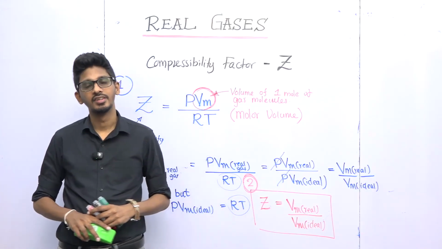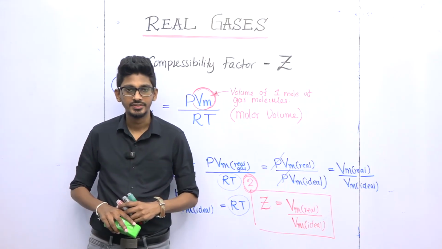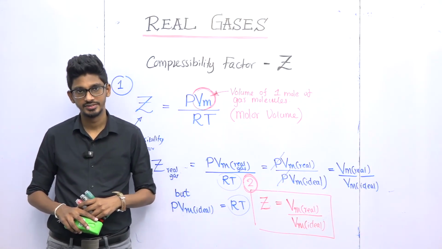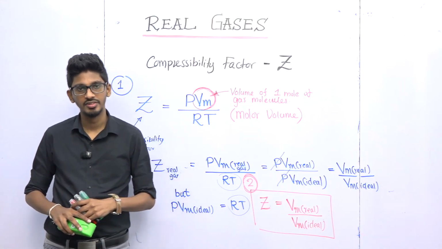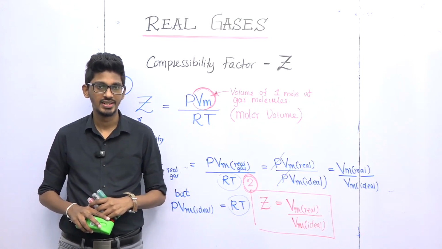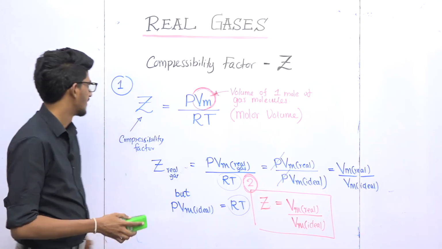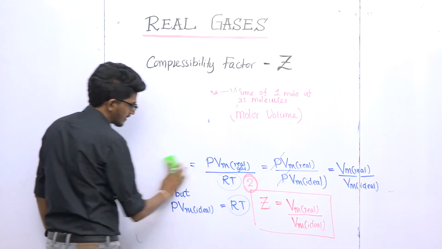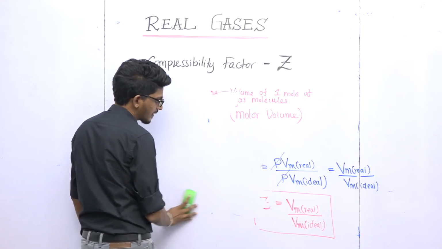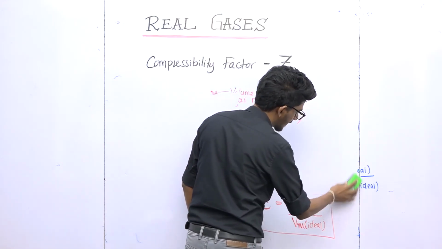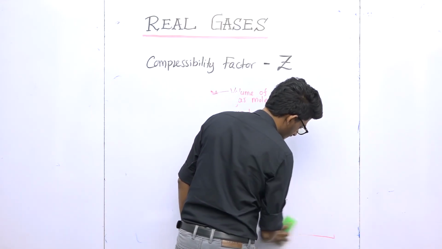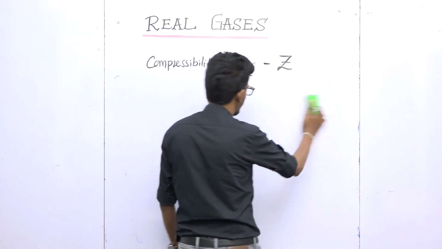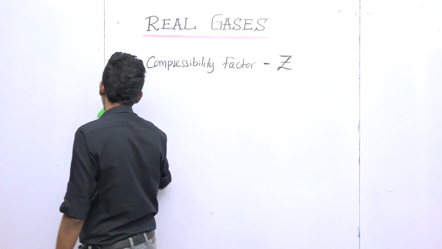Now let's discuss the factors affecting the compressive factor of a gas. There are two factors which affect the compressive factor. Those are the temperature and pressure, or one can say temperature and kind of gas.